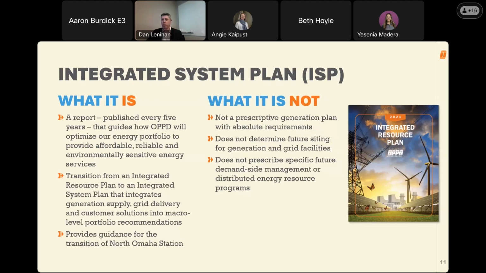As directed by our board of directors last year, this ISP is going to take a detailed look at transitioning our oldest generation plant in our fleet, which is the North Omaha Station, from coal to natural gas. And this plan will be more prescriptive for what generation, grid, and/or customer solutions will best support that transition. So let's go ahead and move to the next slide.